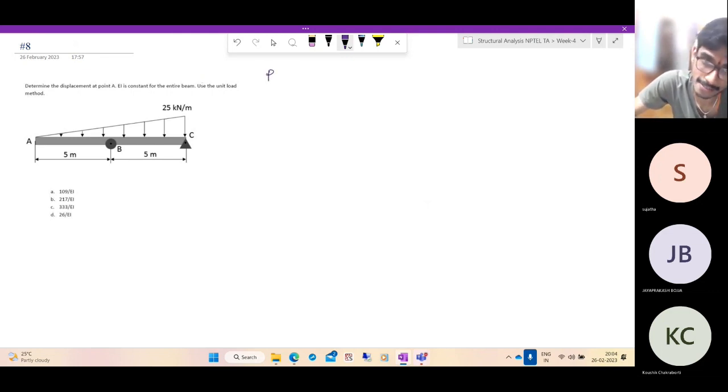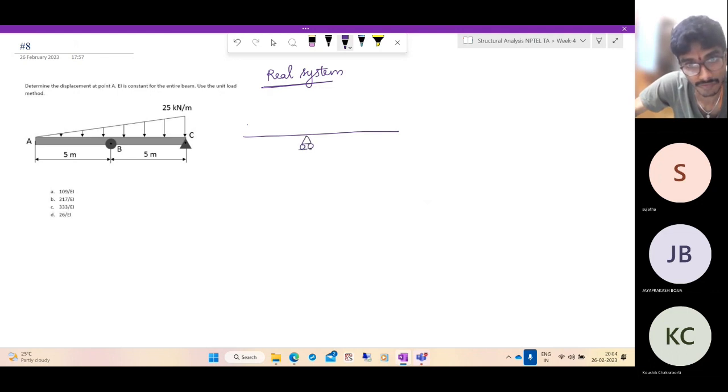As usual, let us consider the real system. Let me call this W of x. Could anybody find out what the functional form is? Because we need to integrate, it's essential to know the functional form. That's why I'm saying this. So it is 25 over a distance of 10, so 25 into x by L. So it is nothing but 2.5x.